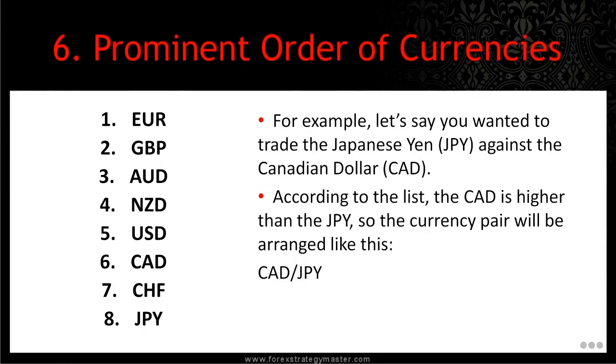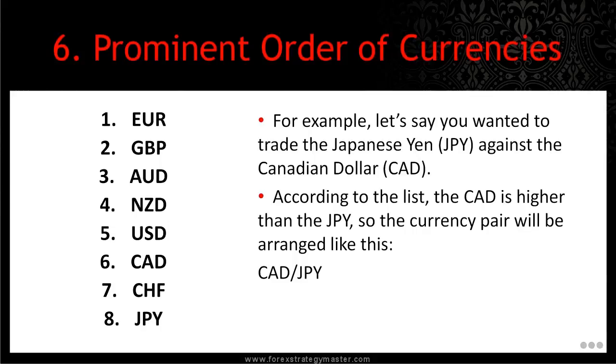Whatever two currencies you pair together are always going to be structured in the format of this list. If you want to pair the pound with the Canadian dollar, you'll get the pound CAD because the pound is higher on the list than the CAD. If you want to pair the Swiss franc with the US dollar, it will not be the Swiss franc US dollar because the Swiss franc is lower on the list than the US dollar. It will be the US dollar Swiss franc.